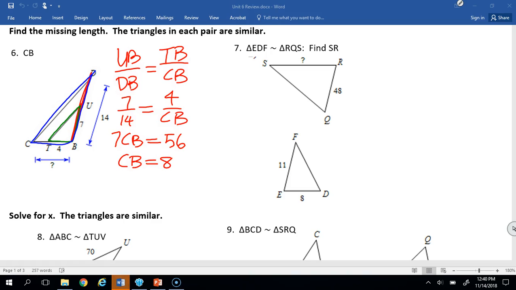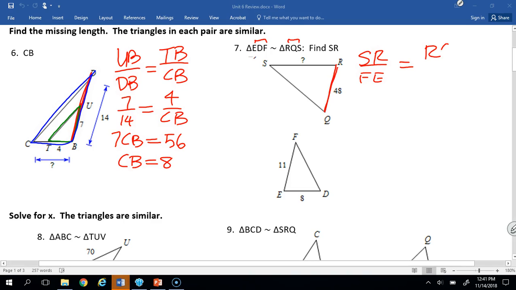Number 7. On number 7, it says that EDF is similar to RQS and find SR. So on this, we're going to use our similarity statement to set up our problem. So SR is what we're looking for. So we're going to put SR, and SR, if you notice here, maps to FE. So we're going to put that over FE. We're going to set that equal to RQ, which we have right here, and RQ maps with ED. So we're going to put it over ED.